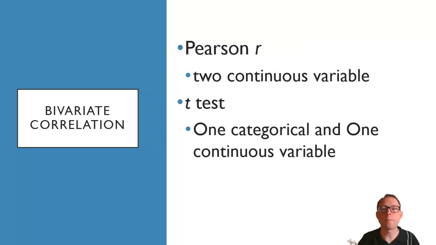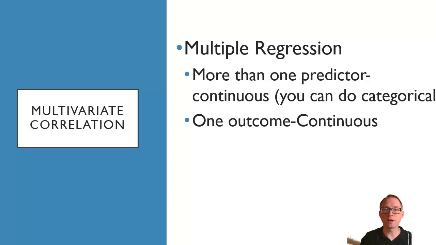When we've been talking about bivariate correlation, we talked about Pearson's R and a t-test. So Pearson's R, you've got 2 continuous variables. A t-test, you have 1 categorical variable with 2 levels and then 1 continuous variable. Okay? Those are bivariate because you're talking about 2 variables. Now we need to move on from this and start talking about multivariate correlation. And specifically, we're going to be talking about multiple regression.